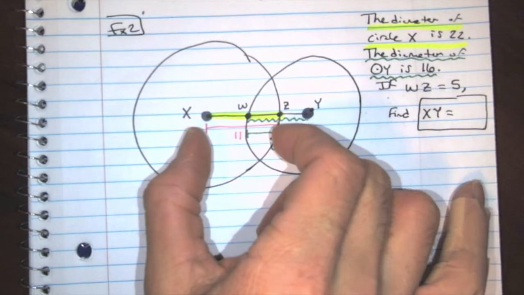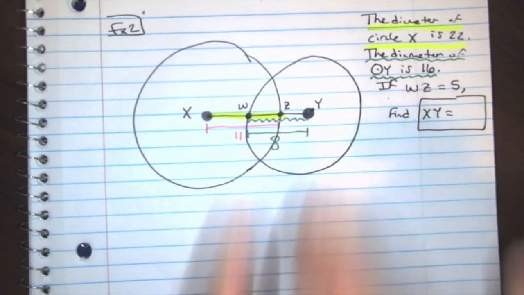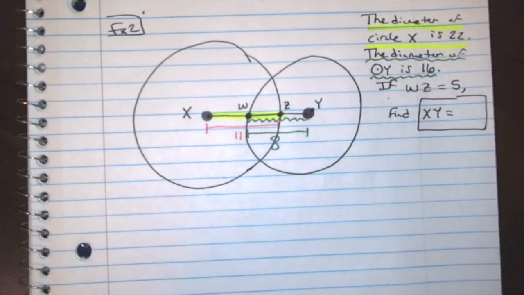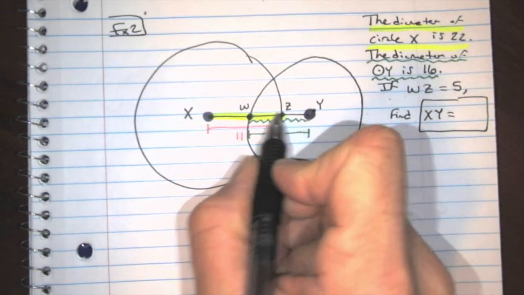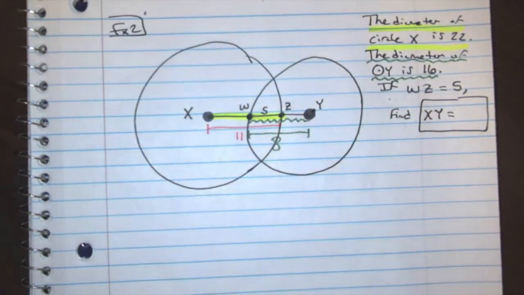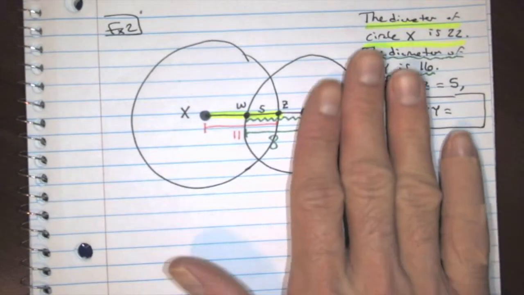Okay, so from X to Z is 11. W to Y is 8. If WZ is 5, that's from here to here. That's 5. Find XY. All right, let's make this easy, folks. This is probably going to be the hardest question in your homework. Let's make this easy.